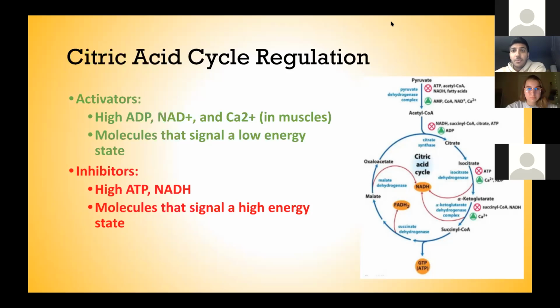And so obviously if you're making energy, then those are going to act as inhibitory molecules, like ATP and NADH. These are signals that you have a high energy state. You don't want to go through the citric acid cycle.